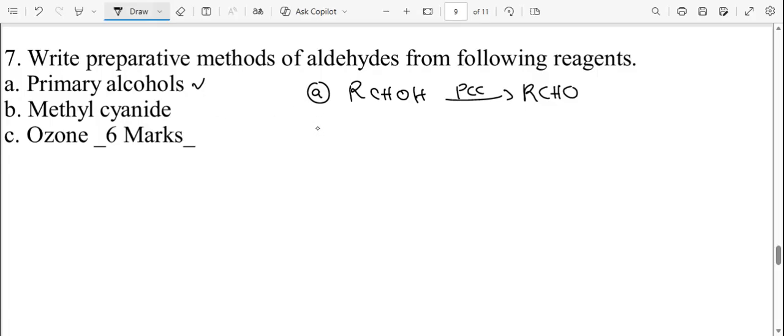What about from methyl cyanide? Under this, if I'm not mistaken, what we do is we perform the same with methyl cyanide.